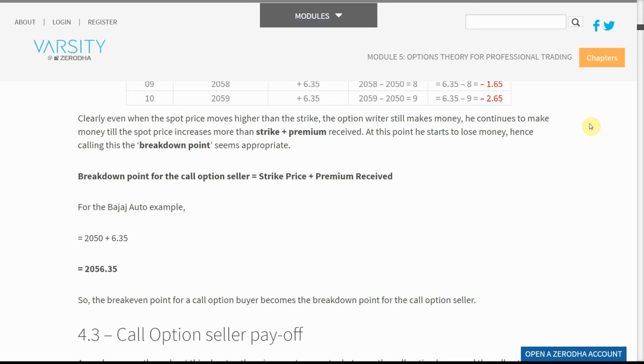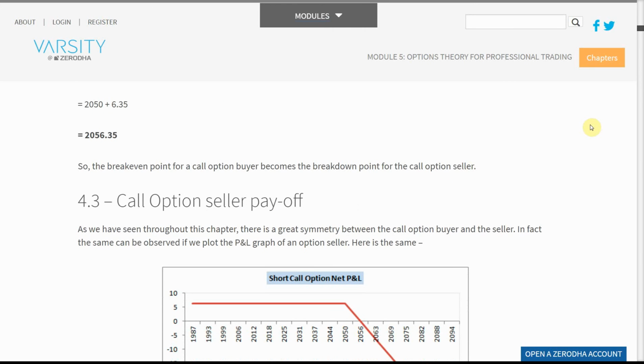06: 2055, plus 6.35, 2055 minus 2050 equals 5, 6.35 minus 5 equals 1.35. 07: 2056, plus 6.35, 2056 minus 2050 equals 6, 6.35 minus 6 equals 0.35. 08: 2057, plus 6.35, 2057 minus 2050 equals 7, 6.35 minus 7 equals minus 0.65. 09: 2058, plus 6.35, 2058 minus 2050 equals 8, 6.35 minus 8 equals minus 1.65. 10: 2059, plus 6.35, 2059 minus 2050 equals 9, 6.35 minus 9 equals minus 2.65.